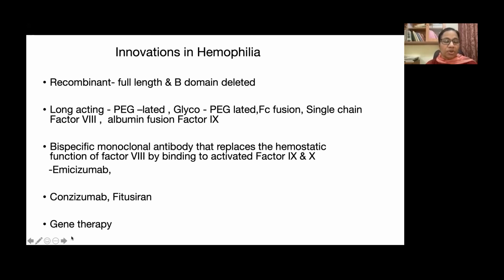So that's all regarding the second session, and prophylaxis in detail we'll be discussing in the next session.